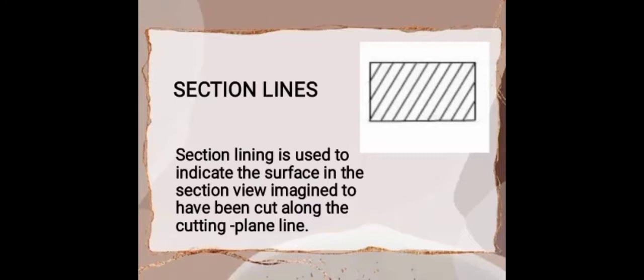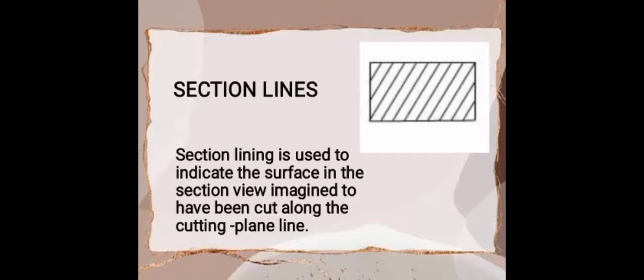Okay, so let us now move on to the next line, which is the section line. Section lining is used to indicate the surface in the section view imagined to have been cut along the cutting plane line. Section lines are medium lines drawn at 45 degrees, used to show the interior view of solid areas of the cutting plane line, to indicate the center of circles and symmetrical features.